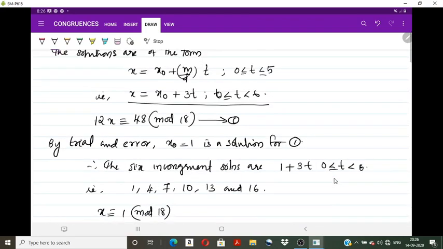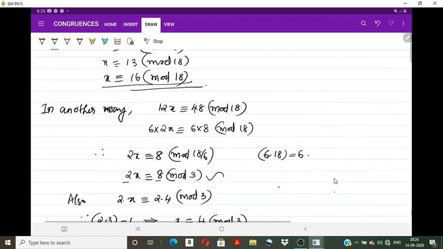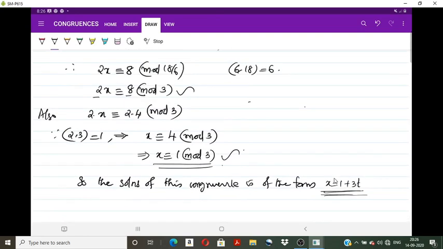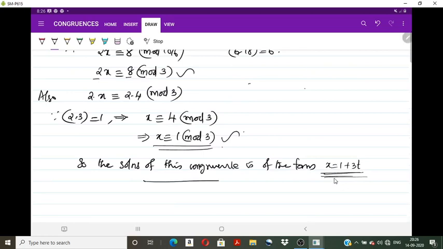Proceeding as above, we will get all the required solutions. So in this method, we can solve all similar problems.